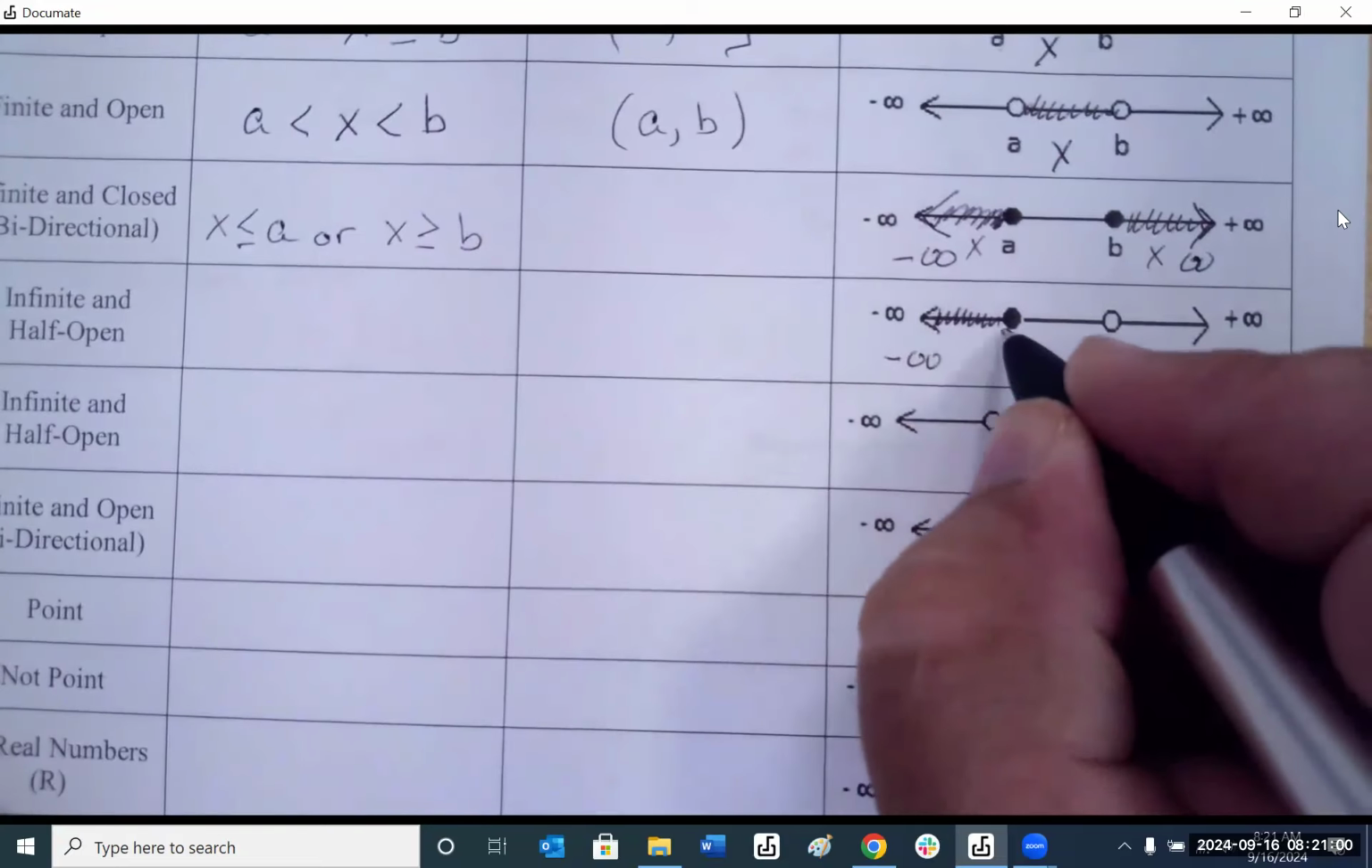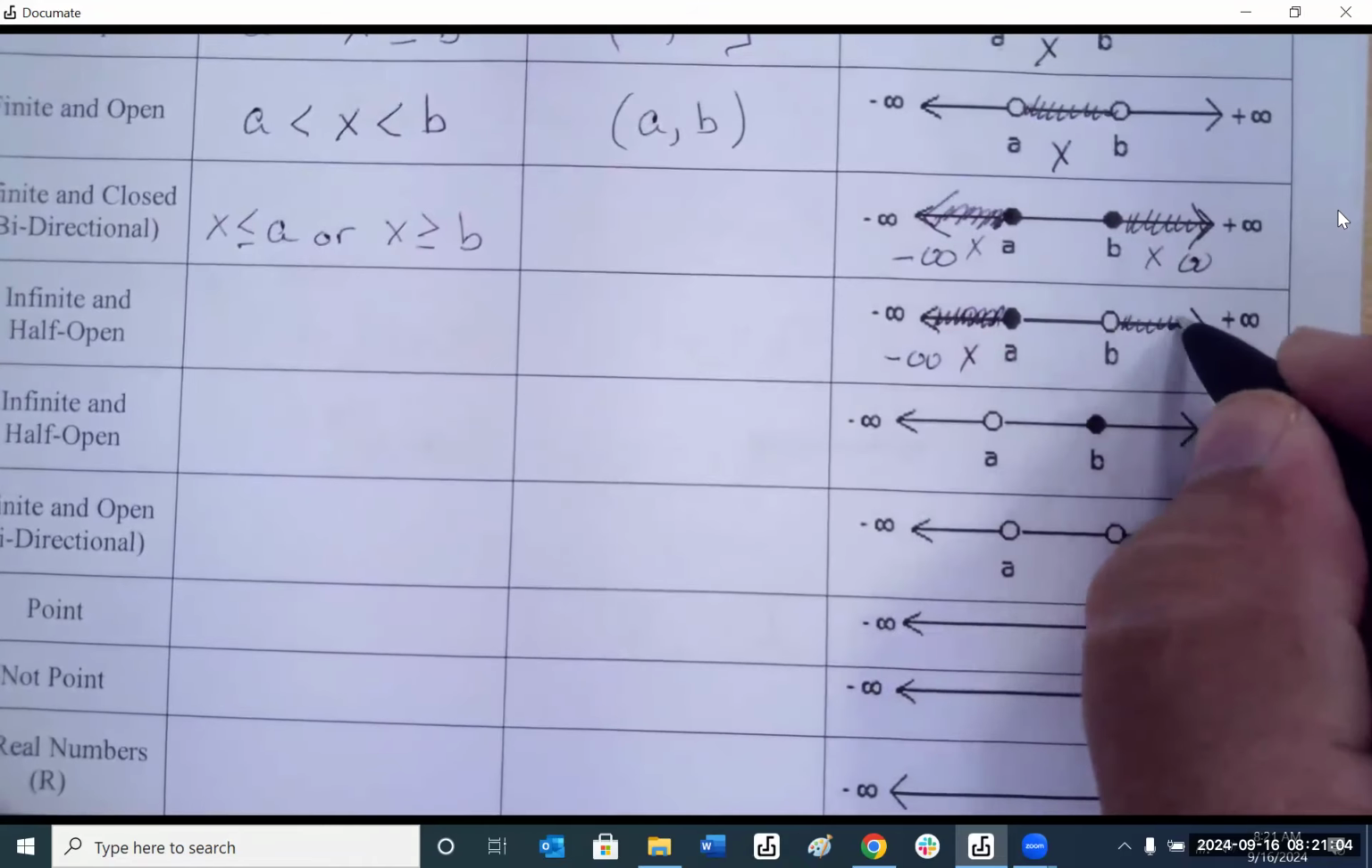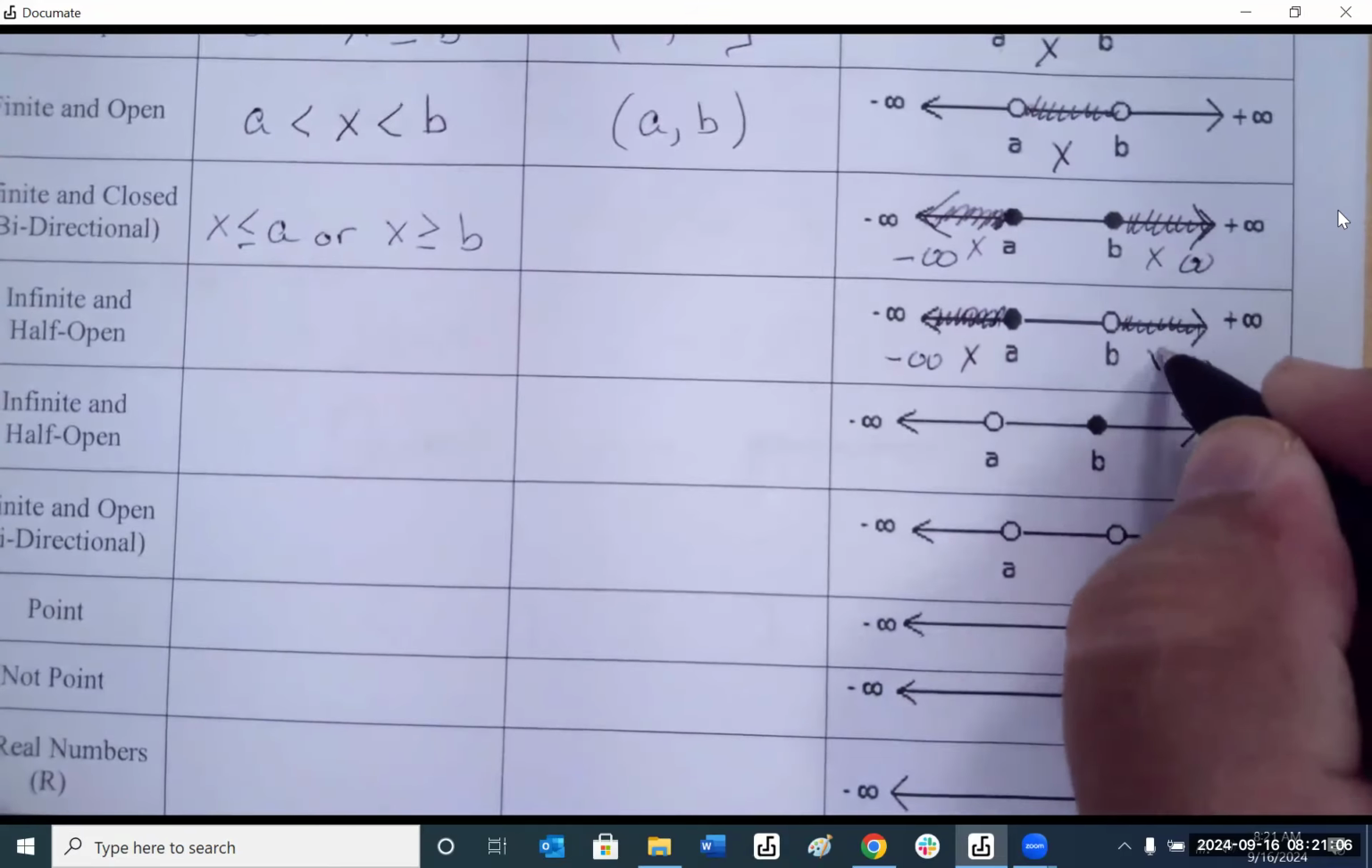The next one, it goes to the left of A, that's your X, and to the right of B. So there's my X.